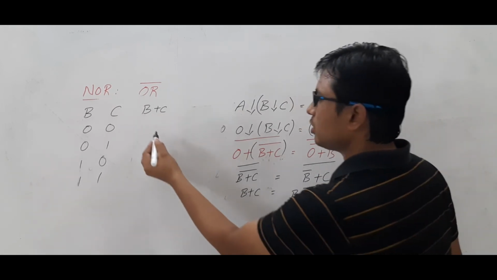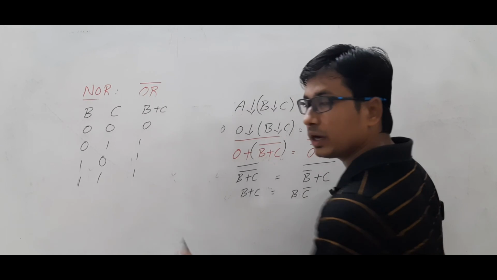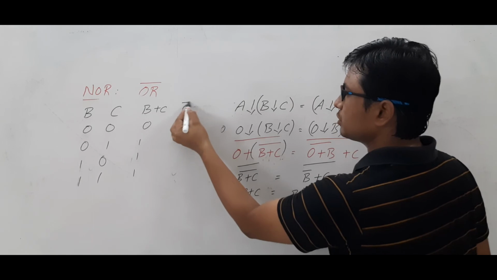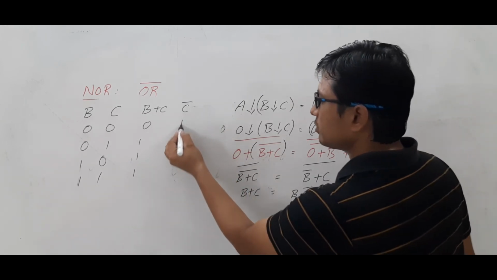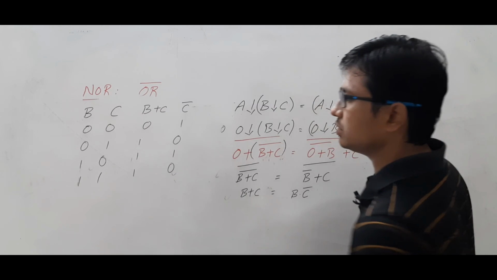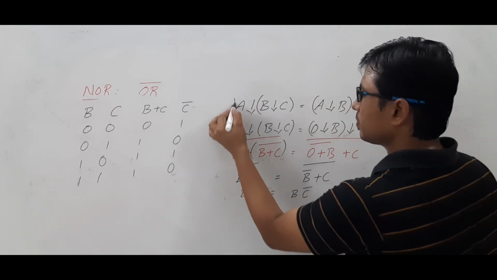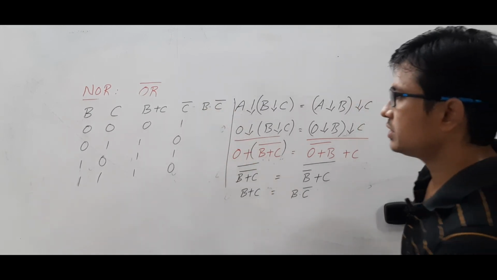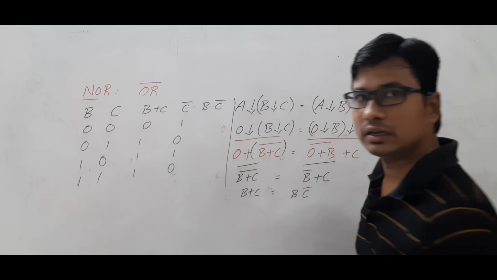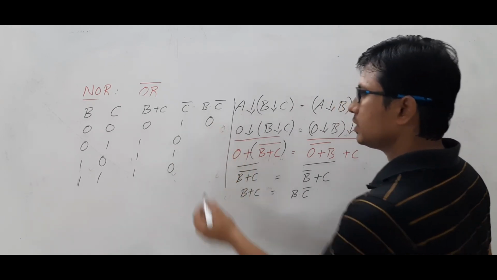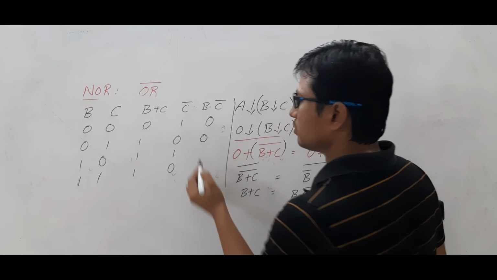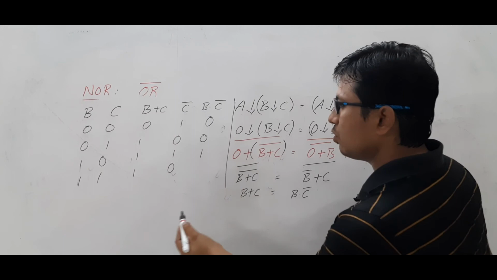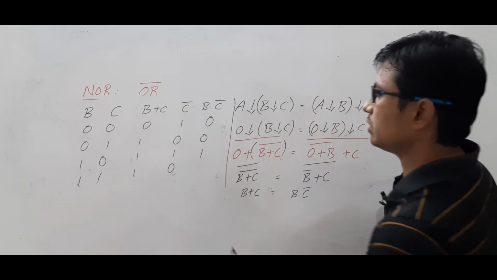Now this is saying B OR C. B OR C will give the output as 0, 1, 1, 1. Now what is this saying? B AND C complement. So you compute the C's complement. C's complement will be 1, 0, 1, 0. Perform B AND C complement, which is nothing but what? 0 AND 1, which is equal to 0. 0 AND 0 is equal to 0. 1 AND 1 is equal to 1. 1 AND 0 is equal to 0.